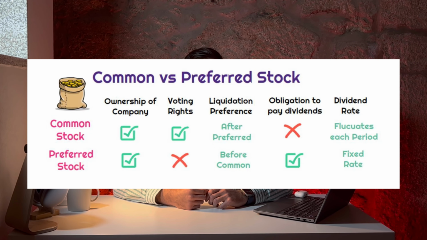There are two main types of stock that a corporation may issue: common and preferred. Common stock is the traditional and most widely used type of equity, and common shareholders are last to be paid if the corporation declares bankruptcy.